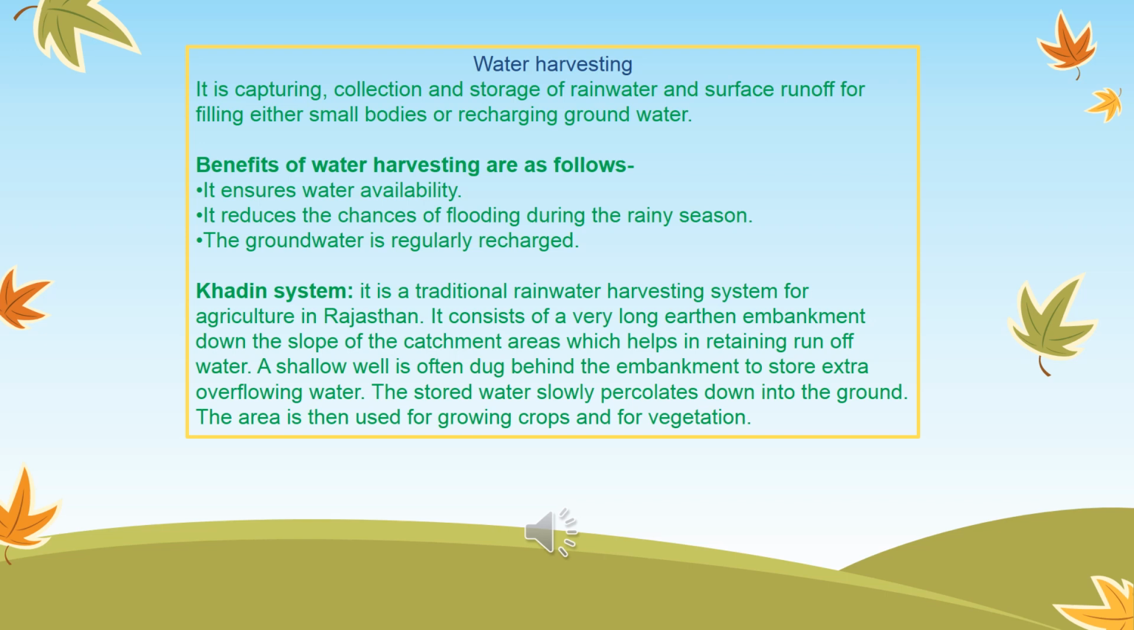It consists of a very long earthen embankment down the slope of catchment areas, which helps in retaining the runoff water. A shallow well is often dug behind the embankment to store extra overflowing water. The stored water slowly percolates down to the ground. The area is then used for growing crops and vegetation.